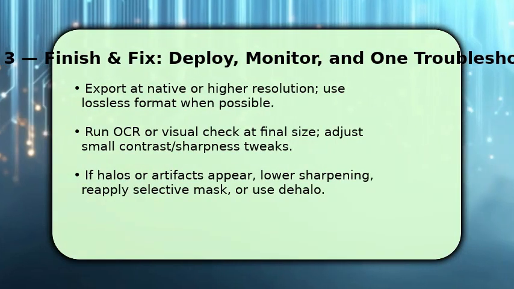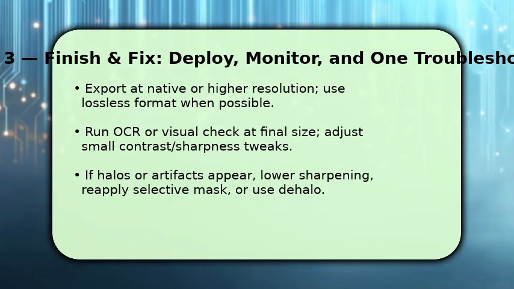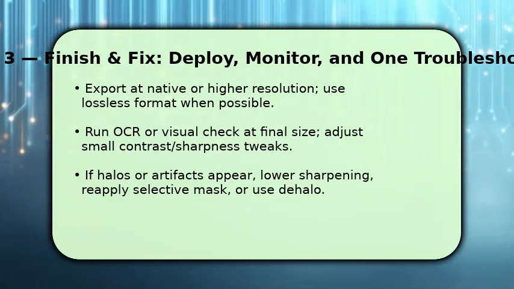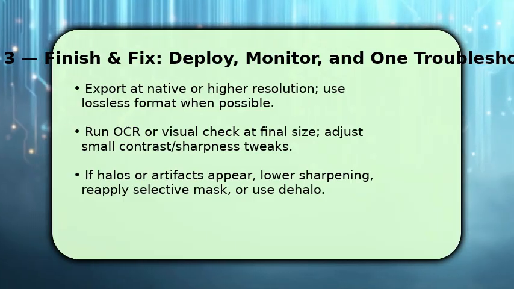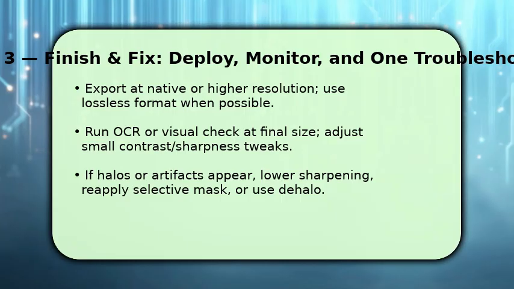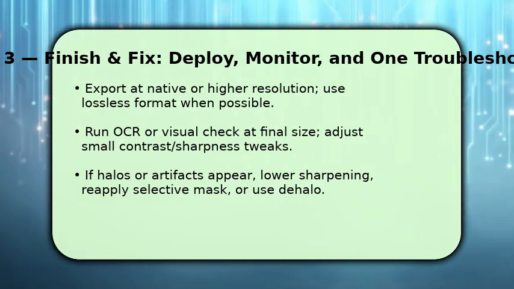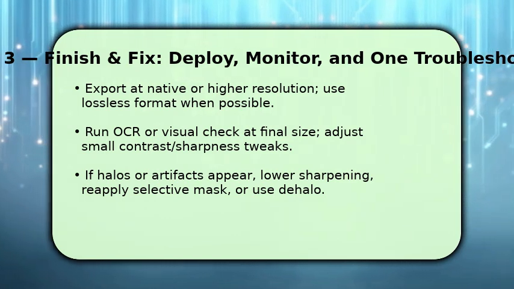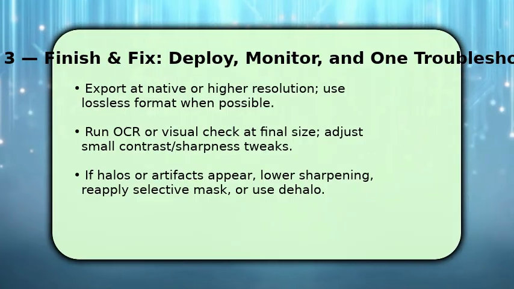Finish by exporting at native or slightly higher resolution, preferably lossless so you keep detail. Once exported, examine text at final display size and run OCR or a visual readability check. Make small contrast or sharpening tweaks as needed. If things go wrong, like halos or ringing, reduce sharpening, refine the mask to protect edges, or apply a dehalo filter. These last steps lock in clarity while providing one clear troubleshooting path, so you end with readable, artifact-minimized text.